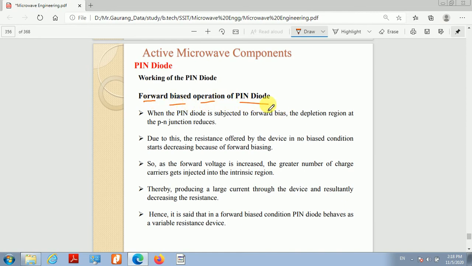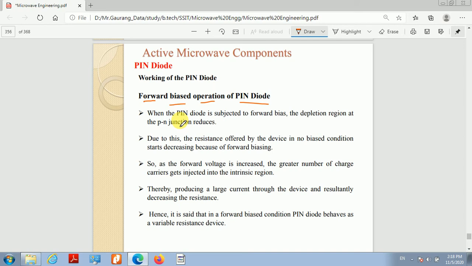of the PN diode. So whenever the PN diode is subject to the forward bias, the depletion layer at the PN junction reduces, है ना. जैसे नॉर्मल PN जंक्शन डायोड में होता था कि फॉरवर्ड बायस हम जब देते थे तो जो डिप्लेशन लेयर की जो विड्थ है वो डिक्रीज होती थी. तो सिमिलरली here also in the PIN diode, whenever we apply the forward bias, the depletion layer or depletion region at the PN junction will reduce.